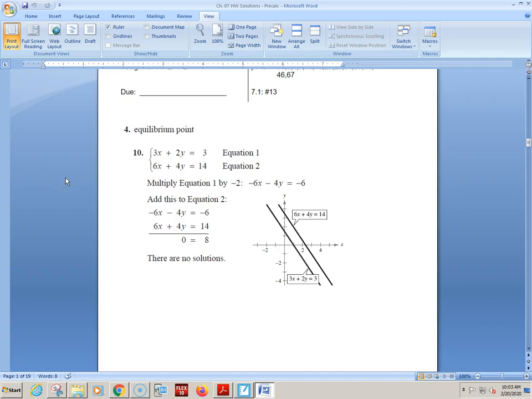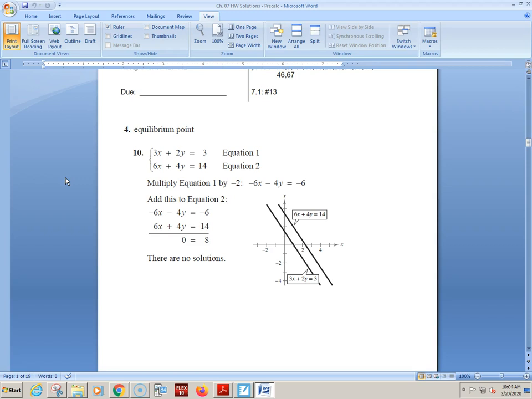Bless you. Market equilibrium point. I'm pretty sure we actually talked about that, I think in section 7.1. Maybe that was when we talked about breaking even. Market equilibrium is when supply equals demand. Not something to memorize for this class, but it's an application of solutions and intersections.